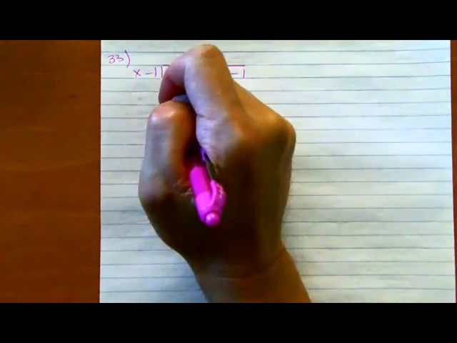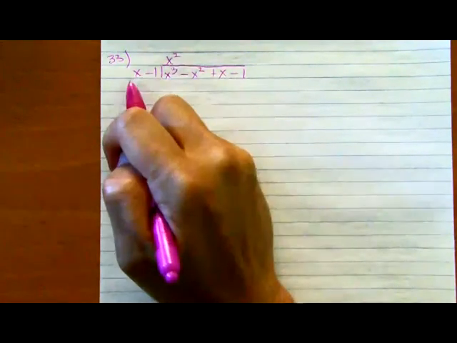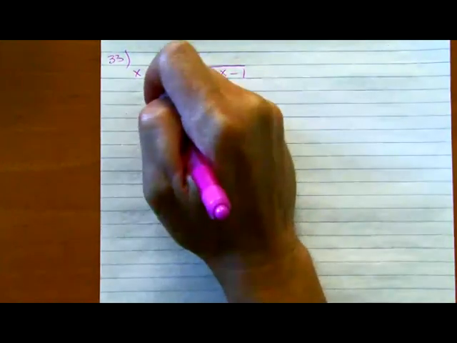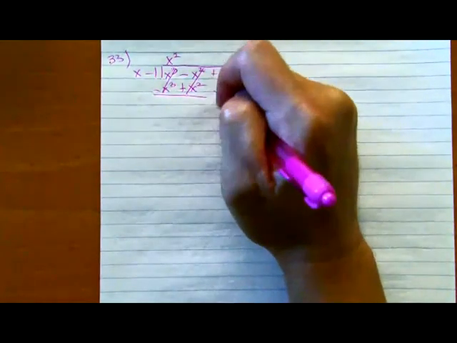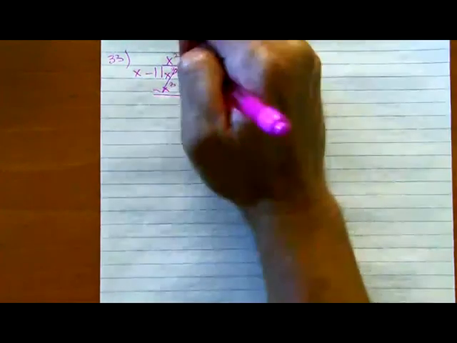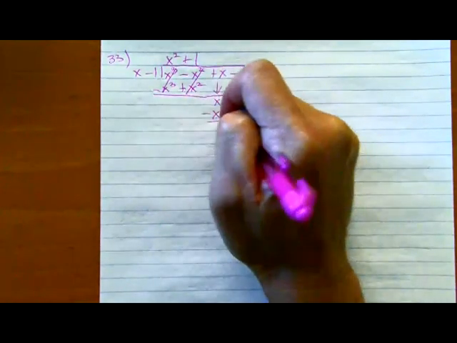Something times x is x to the 3rd. X to the 2nd. X to the 2nd times x is x to the 3rd. X to the 2nd times negative 1 is negative x to the 2nd. Signs change. Oh, they both cancel. I'll drop them both. Something times x is x, positive 1. If we multiply 1 to both terms, x, negative 1, signs change. This is your answer for 33.